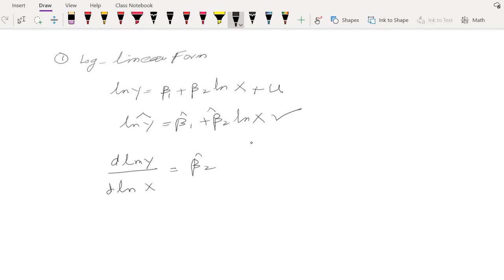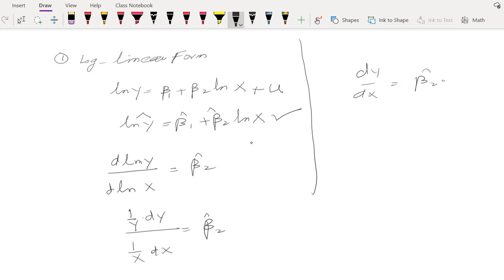Now if you look at the left side, this d ln of y, if we use the laws of derivatives, will be 1 over y into dy. This is the way it is explained, and this is 1 over x into dx. And this side is beta 2 hat, right? Now if you simplify, I'm writing it over here. So dy over dx is taken separately, and this side will be beta 2 hat into, if you take it on the other side, x by y.